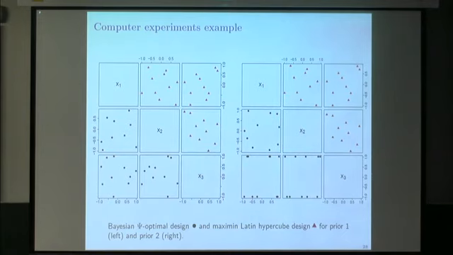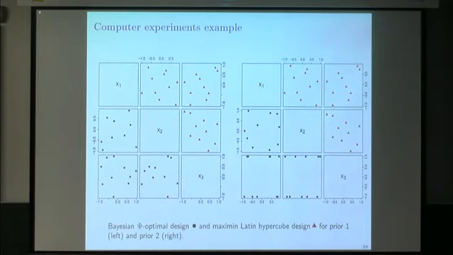We can see that for the first set of priors, so this one corresponds to the first set of priors and this one to the second set of priors, they have similar space filling properties, and the average distance between the points is 1.43 for the Bayesian optimal design and 1.40 for the space filling maximin Latin hypercube design. The average prediction variance for the Bayesian optimal design is 30% smaller than the space filling design.